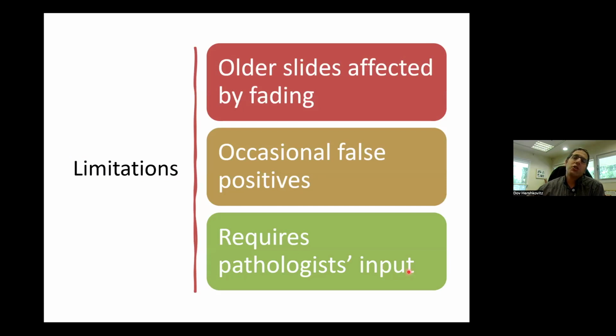So the limitations, I mentioned them already. All the slides are affected by fading. It requires pathologist input. It's not a standalone, the algorithm. So one limitation, it does not say if there is a ganglion cell or there is no ganglion cell. But that's by design. So our thought process led us, in the end, an expert pathologist, a human pathologist, needs to decide what to do.